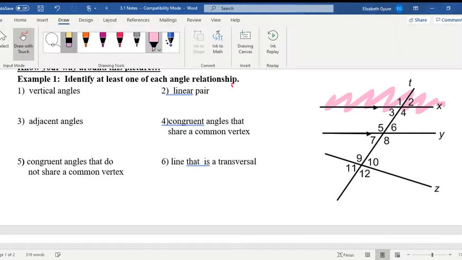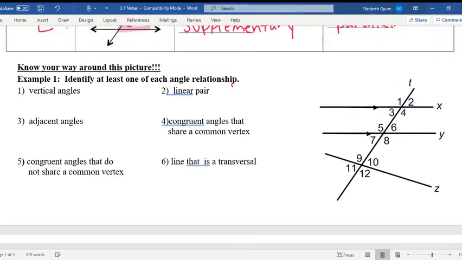Another important little symbol I want to point out to you. In lines X and Y, you guys notice these little triangle shapes? The little triangle or arrow shapes in your lines are there to tell you that they're parallel. That's a parallel symbol in your picture. So lines X and Y are parallel. Z is just doing its own thing down here.